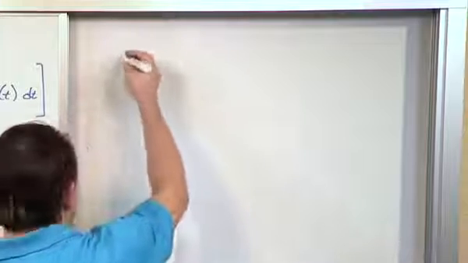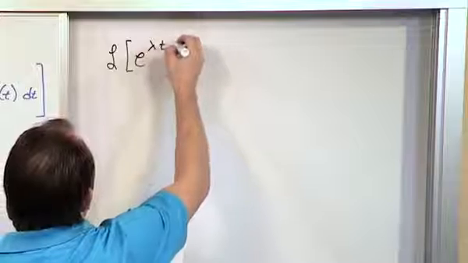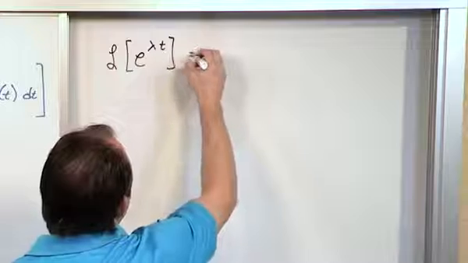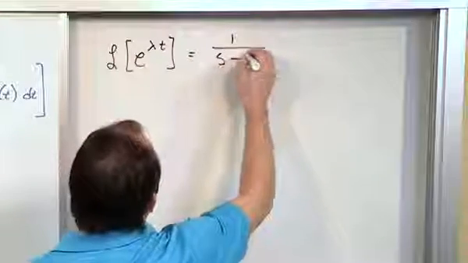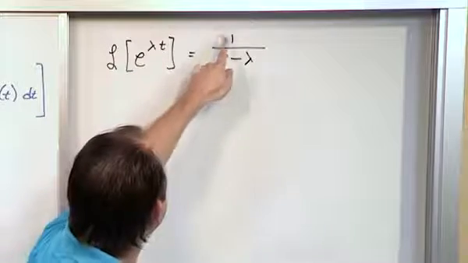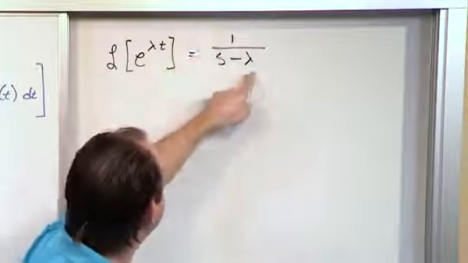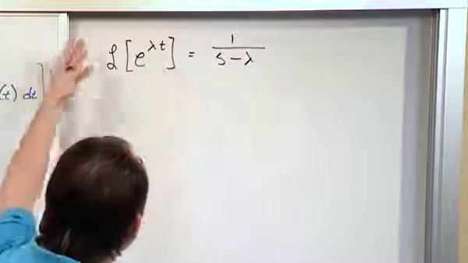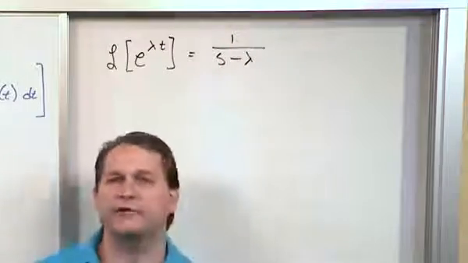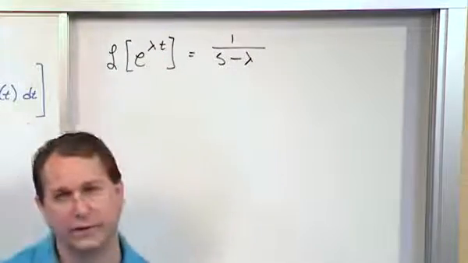So what we found is that the Laplace transform of e to the lambda times t, which is just e to the power of some number times t, is just equal to 1 over s minus lambda. So, for instance, if it was e to the 2t, then it would be 1 over s minus 2. If it were e to the 7t, it would be 1 over s minus 7. If it were e to the 4t, it would be 1 over s minus 4. So you see what we get as a result is just a function of s. Lambda is just a constant. It's going to be locked down by whatever we start with, right?